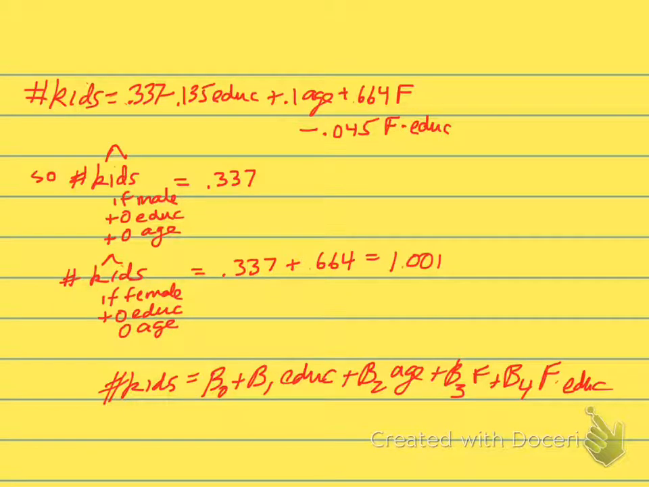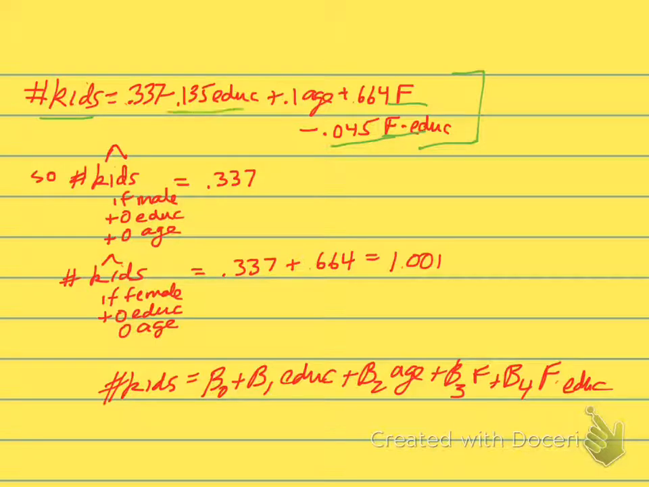Suppose you had a regression that had as its estimated results what we have here: the number of kids per family is equal to 0.337 minus 0.135 times education of the parent plus 0.01 times the age of the parent plus 0.664 times whether the parent is female minus 0.045 female times education. So as women get more educated, the number of kids that they have goes down. That's what that interaction term tells you.